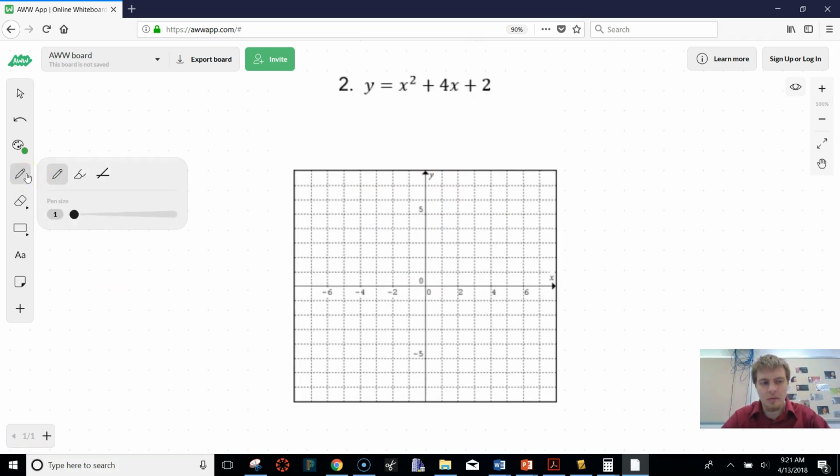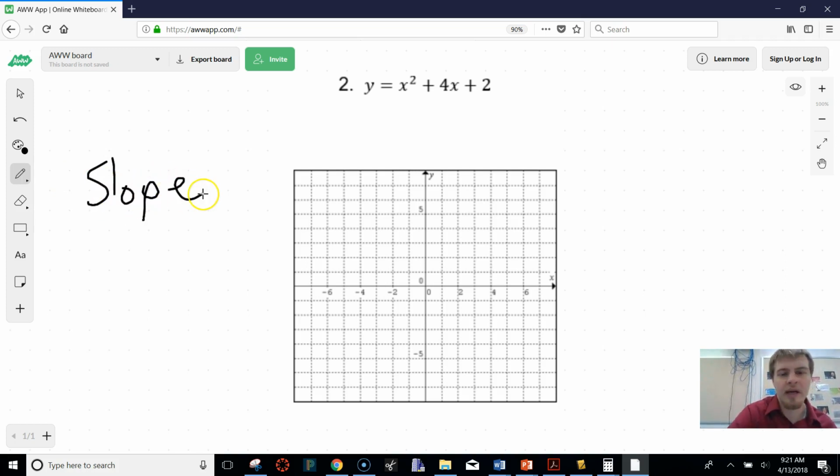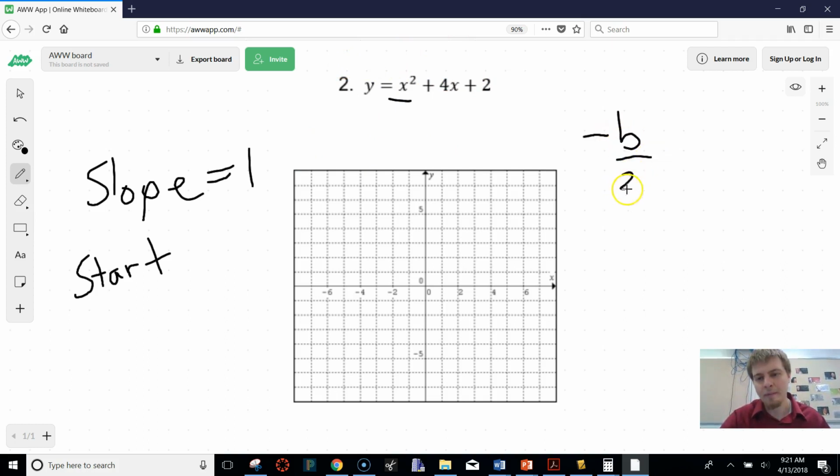For this problem, what I need to find is the start point, which is the vertex, and I need to find the slope. Well, I know what the slope is because that's the number in front of my x squared, and my slope for this one is 1. So that's my slope. That's what I need to graph. Now I need to find my start point. If I want to find my start point, I need to find the vertex. And how you find the vertex in standard form is we use our formula (-b/2a), and we find that start point.